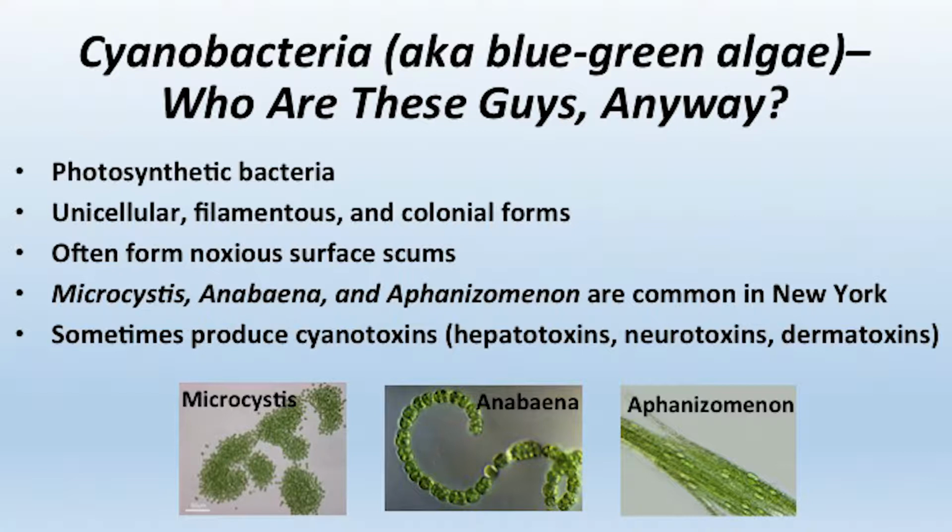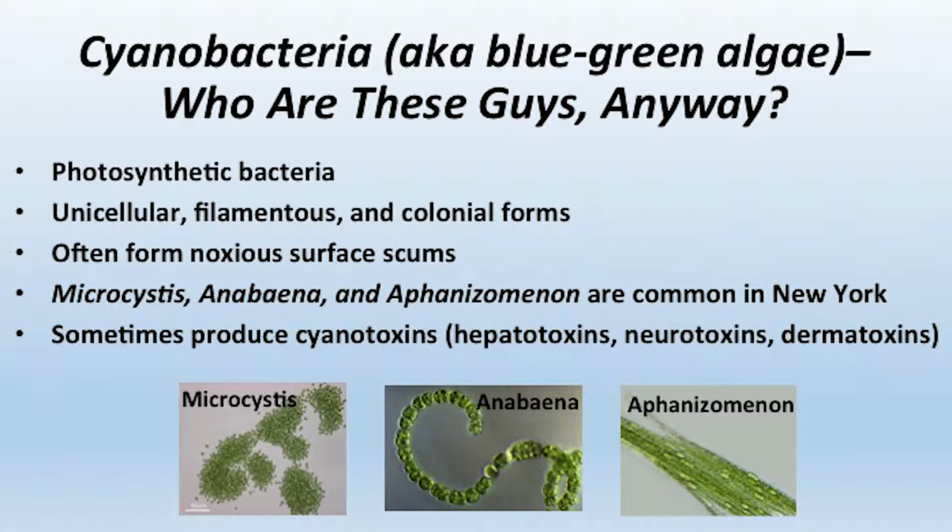So other algae, green algae, diatoms, for example, may be in the water in similar quantities, but they aren't a nuisance because we don't see them. They don't wash up on our shorelines. There are many taxa of cyanobacteria in New York State. The big troublemakers tend to be Microcystis, Anabaena, and Aphanizomenon. In Owasco Lake, the major players have been Microcystis and Anabaena.